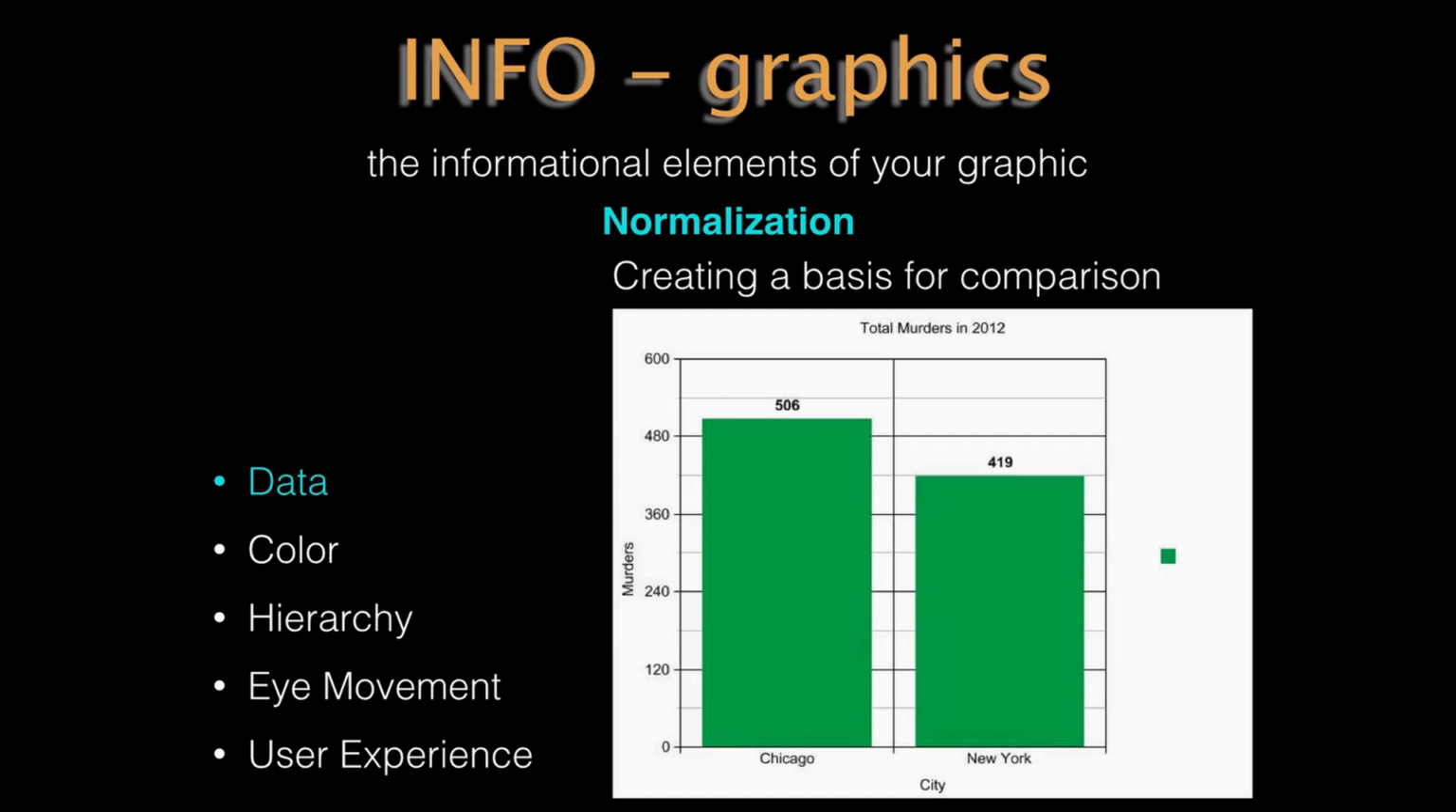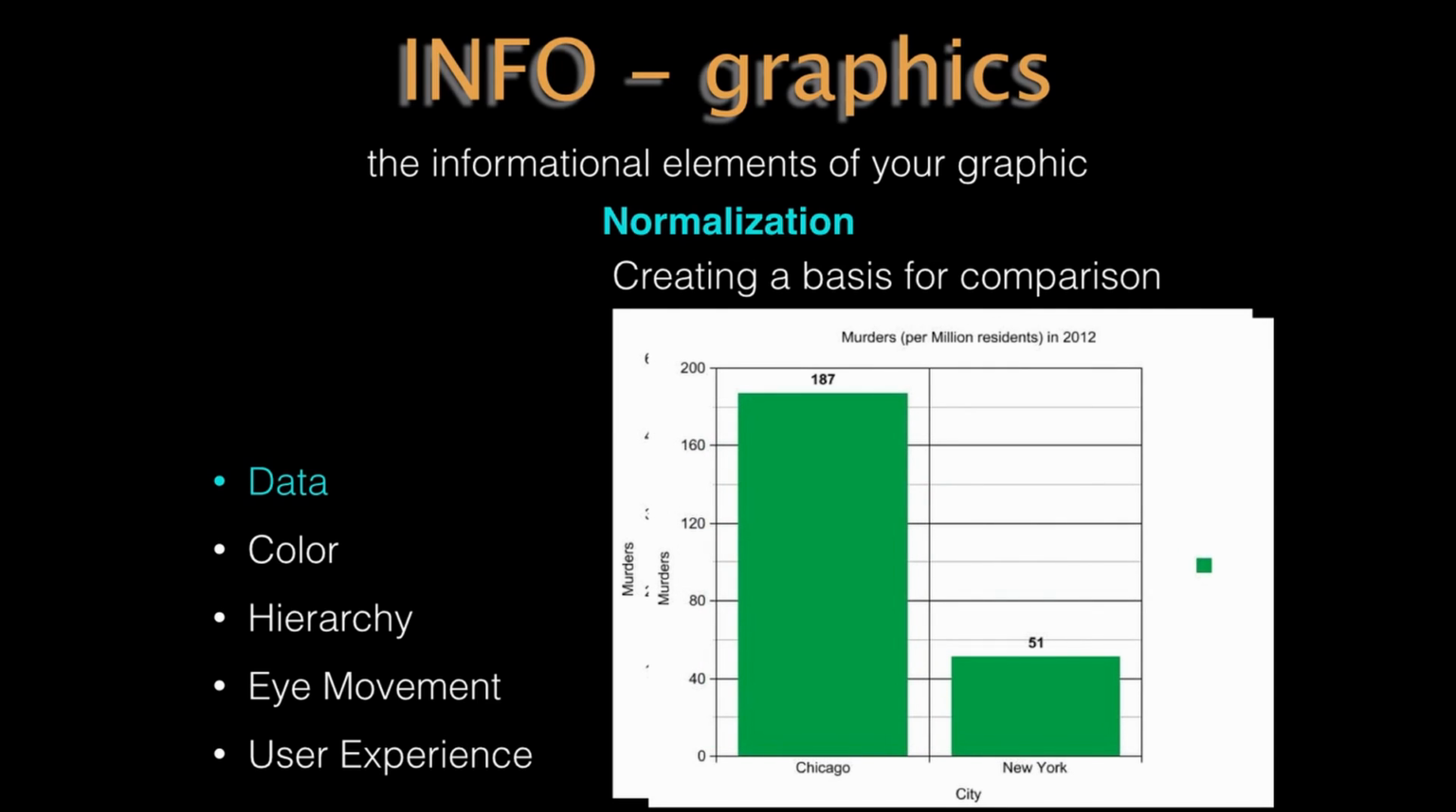if I were to tell you that the total number of murders in 2012 in Chicago were 506, and the total number of murders in New York were 419, you'd roughly conclude that you're about as likely to be killed in Chicago as you are in New York City in 2012. They're both dangerous places, according to this graph. But when you take into consideration the fact that New York City has almost 4 times as many residents as Chicago, it paints a very different picture.